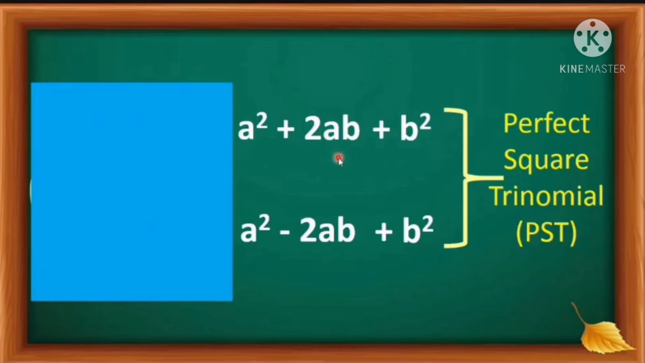Pansinin din natin na yung first term at saka yung last term are always positive. So lagi nating tatandaan na kapag perfect square trinomial, the first term and the last term should be perfect squares. The middle term should be the product of the square roots of a squared and b squared times 2, and also positive yung first term and last term.